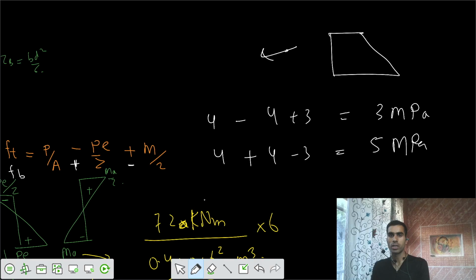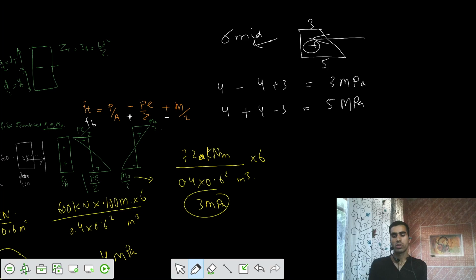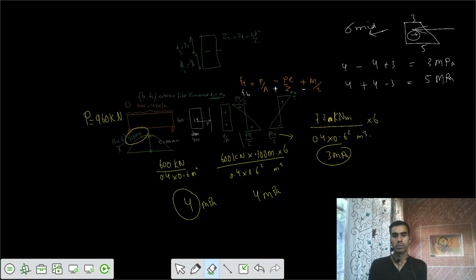This is the stress variation at the midspan. Stress variation at the midspan, positive. There would be some C-force also at some location, and that's not our topic here. This is our stress concept. So this is your variation of the stresses for this problem. Okay.